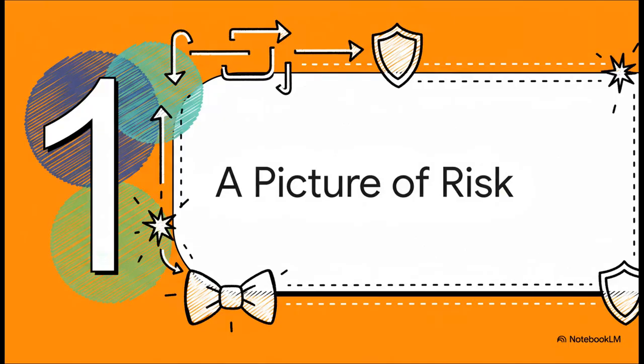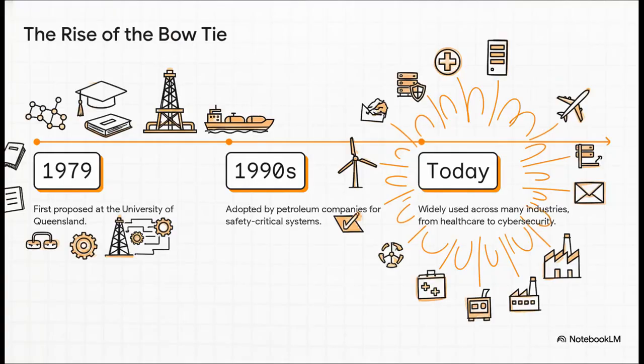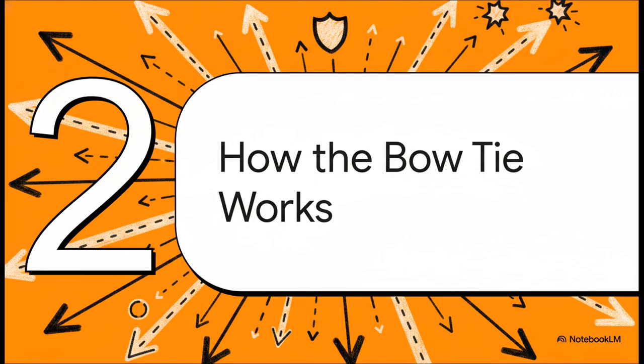All right, so let's take a closer look at where this thing actually came from and figure out why it got so popular in the first place. Its story really kicks off in academia, way back in 1979. But it didn't really take off until the 90s. That's when big petroleum companies started using it to get a handle on their huge, complex systems where safety is absolutely critical. After that, its use just exploded. Now, you'll find it in pretty much every industry you can think of. So what's the magic here? How does this thing actually work? Let's break it down, piece by piece, starting right in the middle.